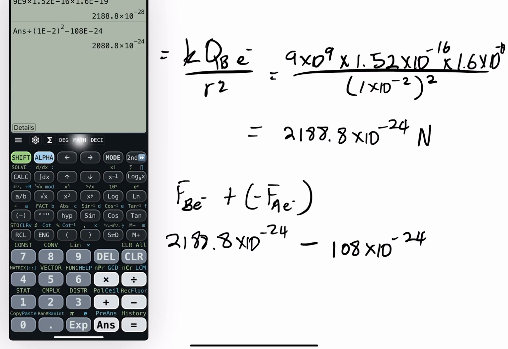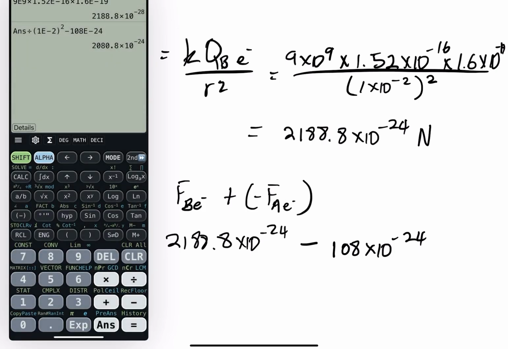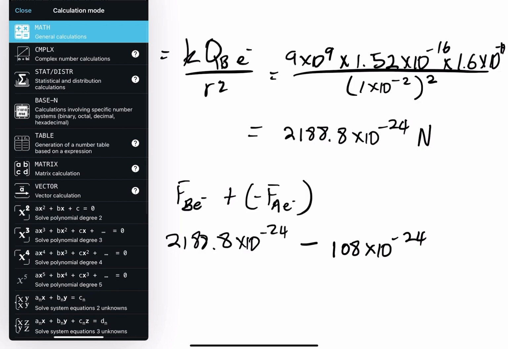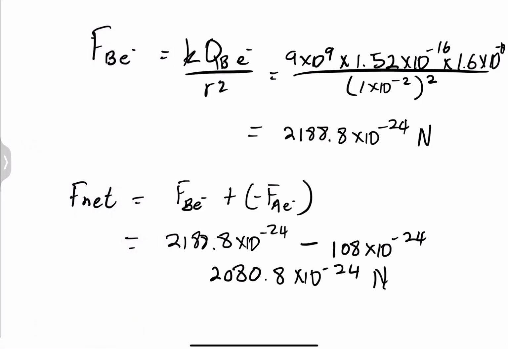Okay, and the answer that we get there, let me see if I cannot change it into the scientific mode. No, I'm in the wrong place here. Okay. Again, I'm in the wrong place. All right, no, it really doesn't matter. So in this case, I get 2080.8 times 10 to the minus 24. This is newtons, right?